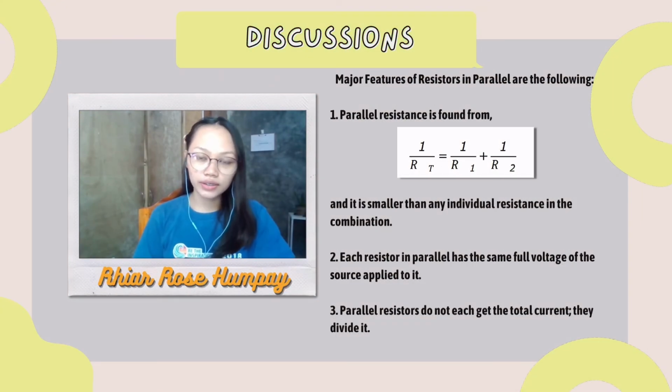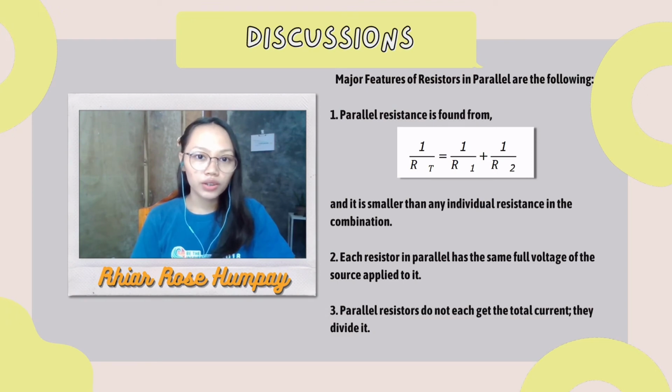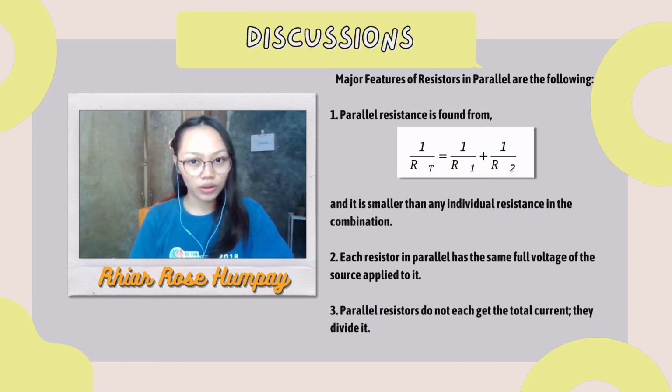Major features of resistors in parallel are the following. First, parallel resistance is found from the formula, and it is smaller than any individual resistance in the combination. Secondly, each resistor in parallel has the same full voltage of the source applied to it. Power distribution systems most often use parallel connections to supply the myriad devices served with the same voltage and to allow them to operate independently. And lastly, parallel resistors do not each get the total current.